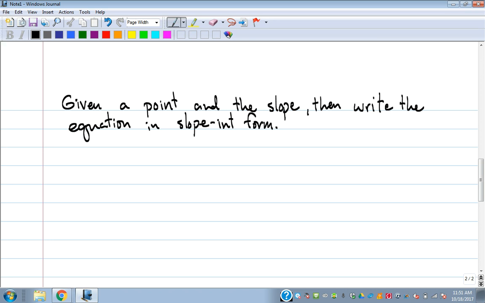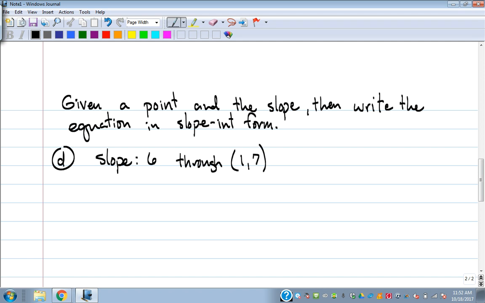So if we're given a point and a slope, that should tell us what form to start with. Given a point and a slope should mean we're going to what form? Point slope. So we've got to make the point slope equation first. Okay, so that would be, let's say it has slope of 6 through 1, 7 is our ordered pair.